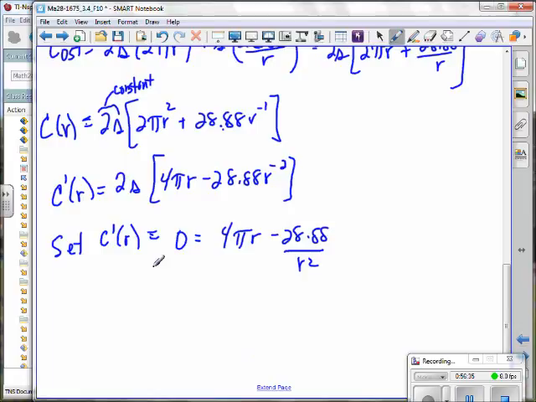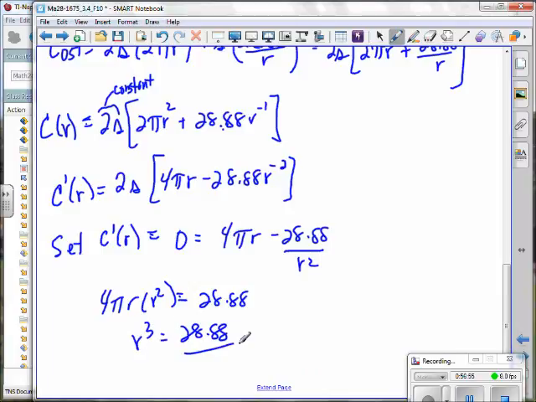So now it's just a matter of solving for r on this. 4 pi r times r squared equals 28.88. r cubed equals 28.88 divided by 4 pi. So r should be the cube root of that.